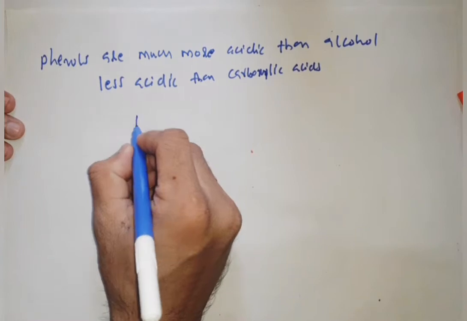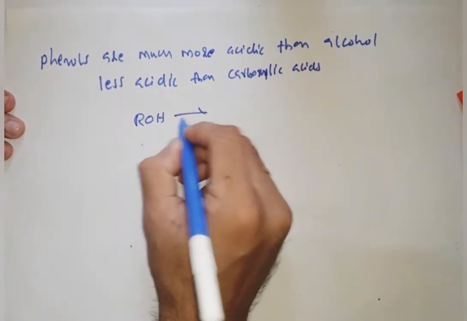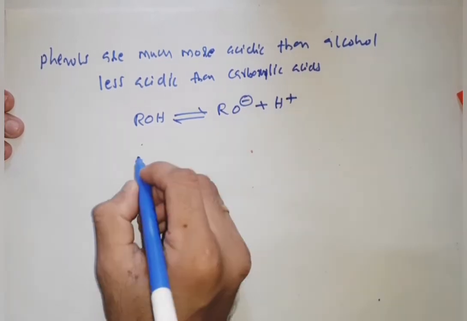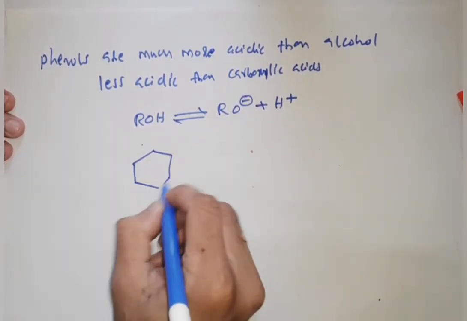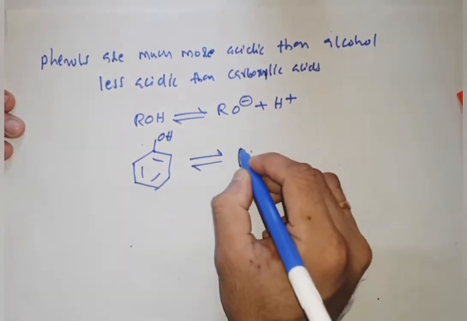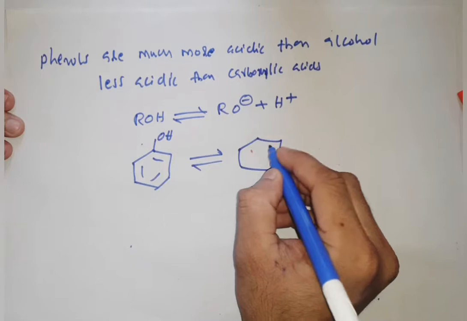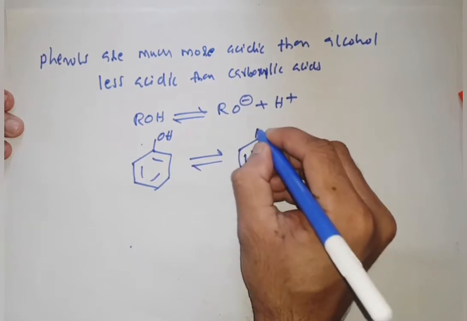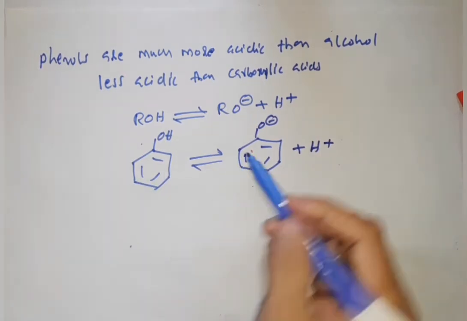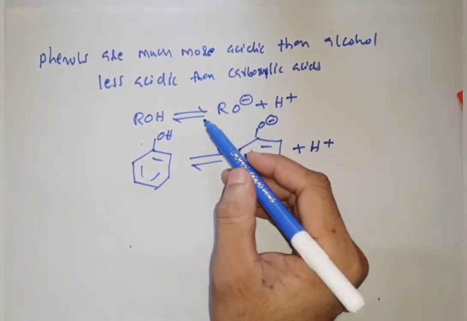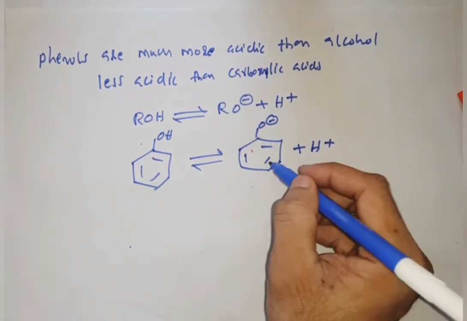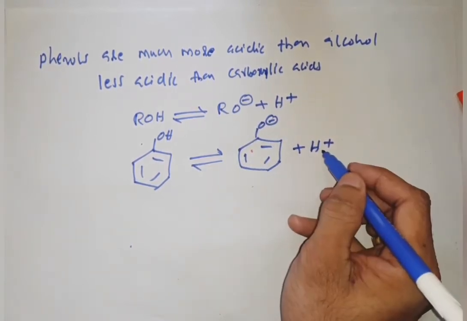Consider the ionization of general alcohol ROH. It ionizes to RO minus plus H plus. And the ionization of phenol gives phenoxide, C6H5O minus, plus H plus. Here you can see that a general alcohol ROH ionizes to alkoxide ion RO minus, and the phenol ionizes to phenoxide ion and H plus.